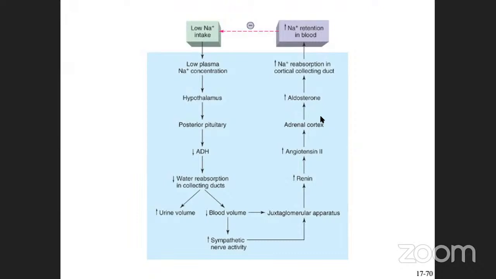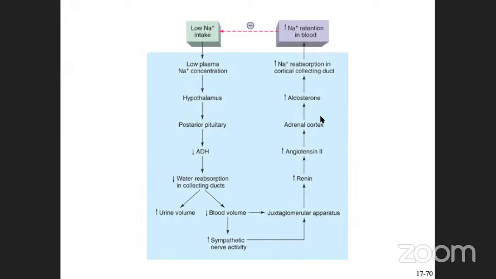So the JGA again functions to detect these changes in the blood volume or blood pressure. And again, they are activating the RAS system. They will start to increase the renin, okay, that converts angiotensinogen in the liver to angiotensin 1. And after that, the ACE enzyme will convert angiotensin 1 to angiotensin 2.